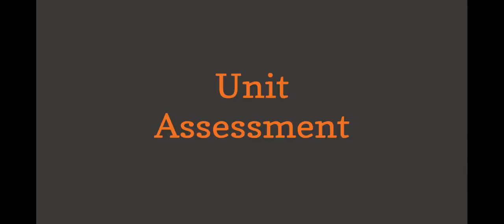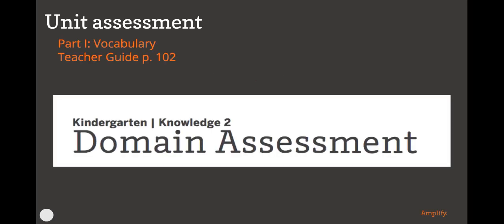In kindergarten domain 2, students will engage in an end of unit assessment. Let's make some connections to that unit assessment now. The domain assessment evaluates each student's retention of domain-specific and academic vocabulary words and the core content targeted in the 5 senses domain. There are 3 parts to this assessment. The directions for the assessment begin on page 102 of the teacher guide, and the student pages are in the student activity book.